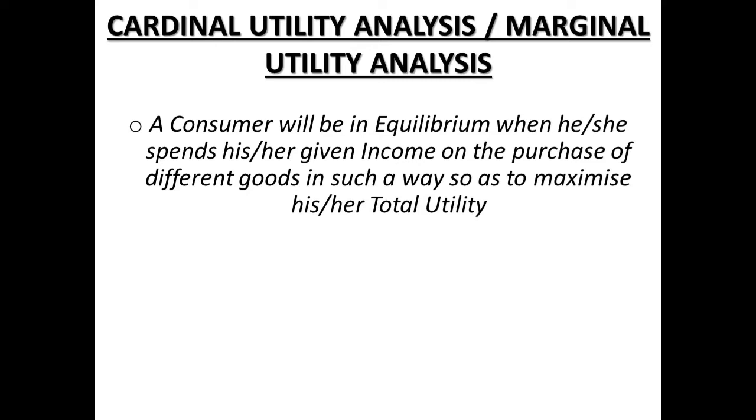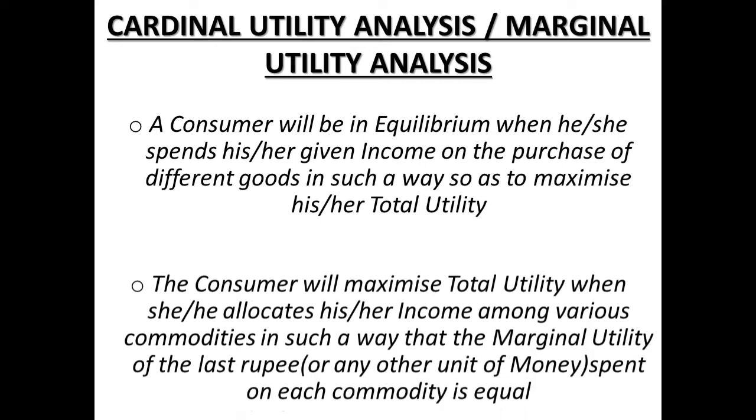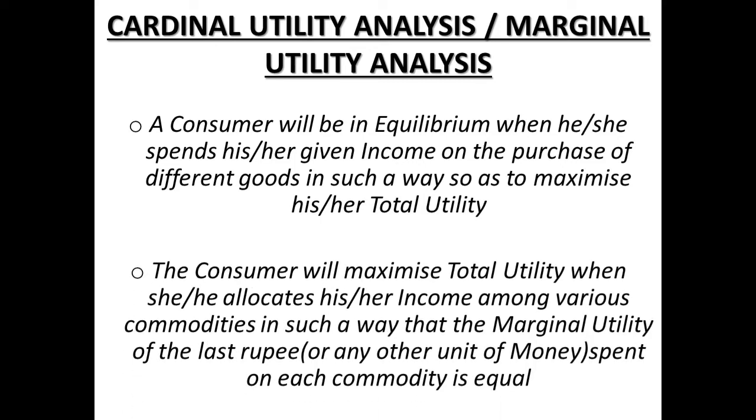All right. So this is what we believe in the cardinal utility approach. Then the statement says, again the statement is there in the book, that the consumer will maximize total utility when she allocates her income among various commodities in such a way that the marginal utility of the last rupee spent on each commodity is equal.